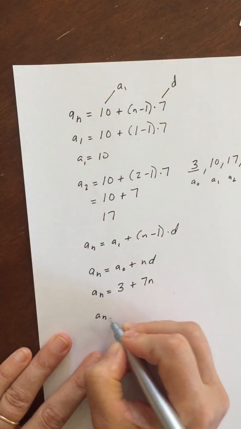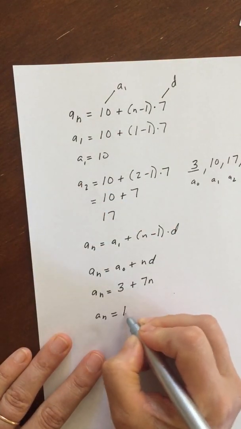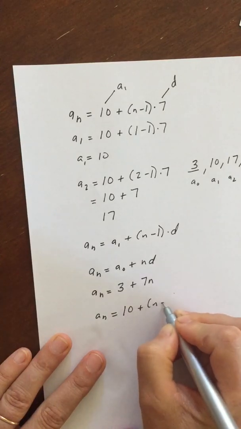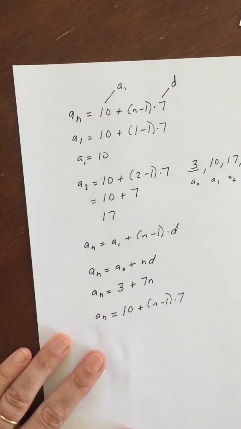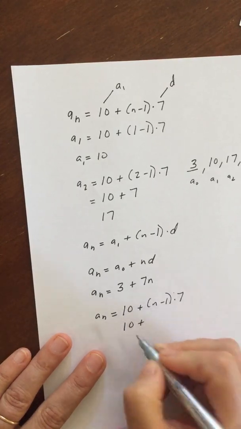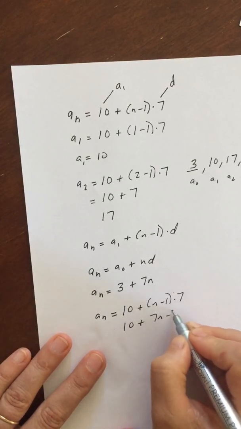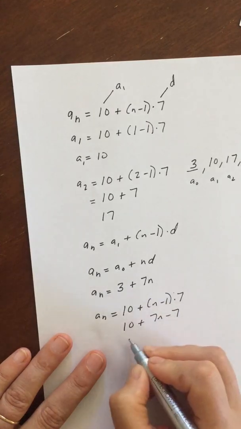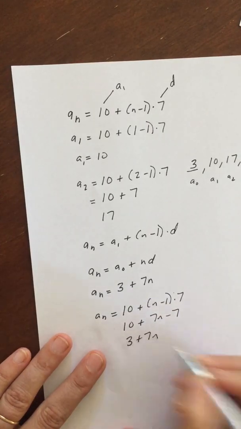So I'm going to compare that with 10 plus n minus 1 times 7. If I multiply it all out, I get 10 plus 7n minus 7, right? So 10 minus 7 is going to be 3 plus 7n.